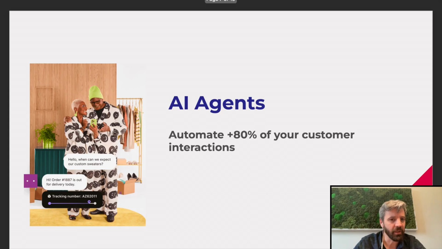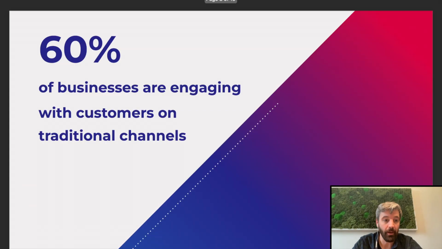Diving in a little bit, because some of those, like AI agents and Copilot, are rather new, so we'll dive in a little bit and explore. First part is AI agents. So AI agents, also known as chatbots, bots, you name it, are there to automate your customer interactions.